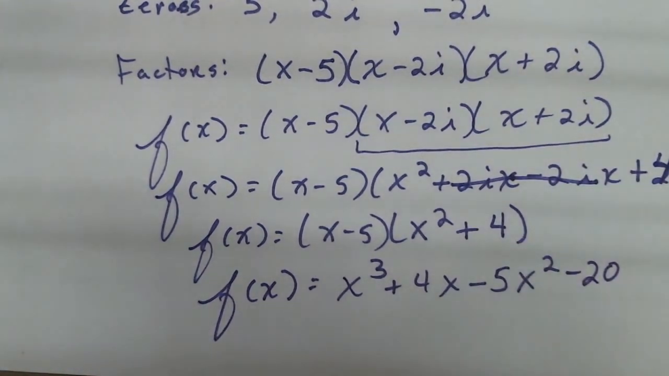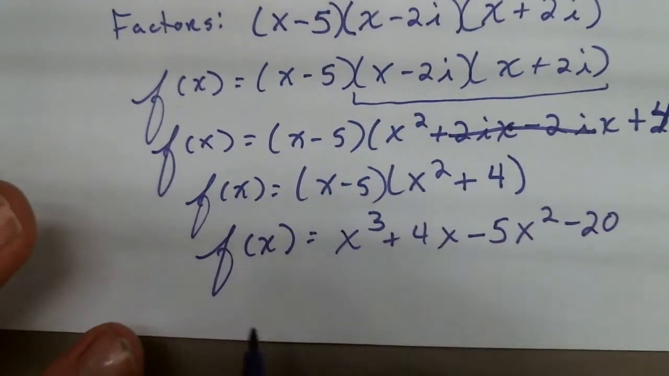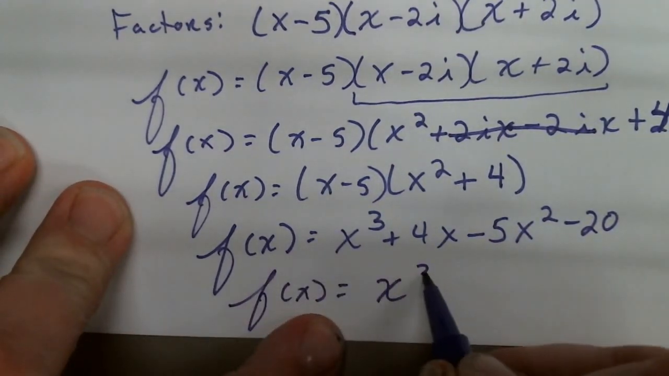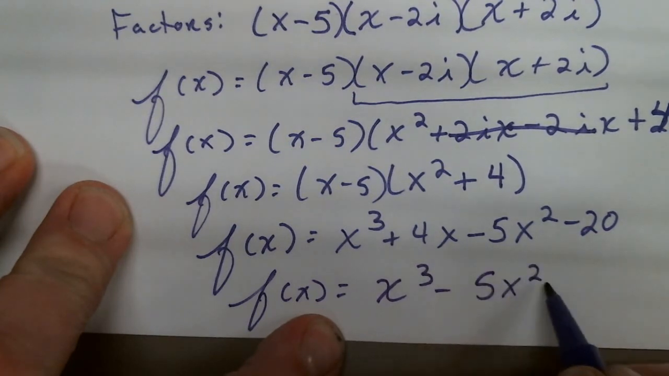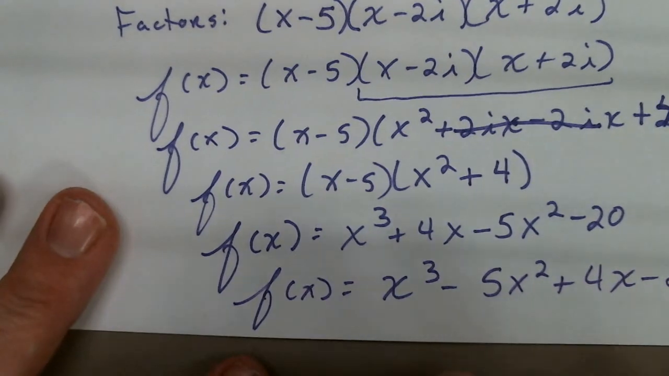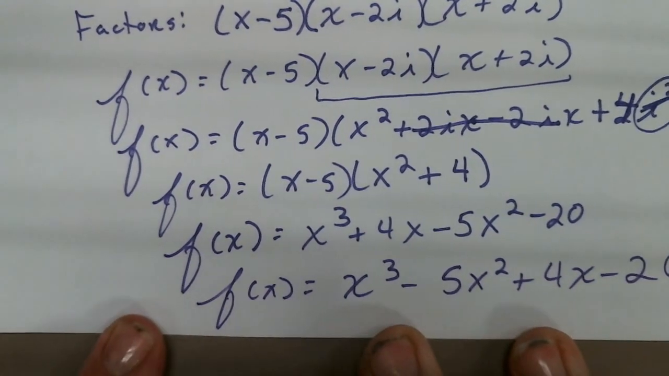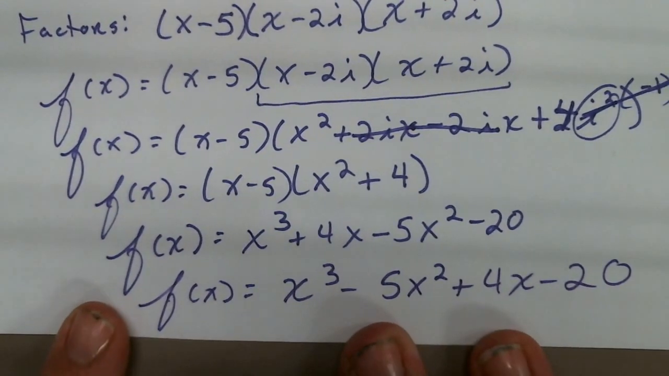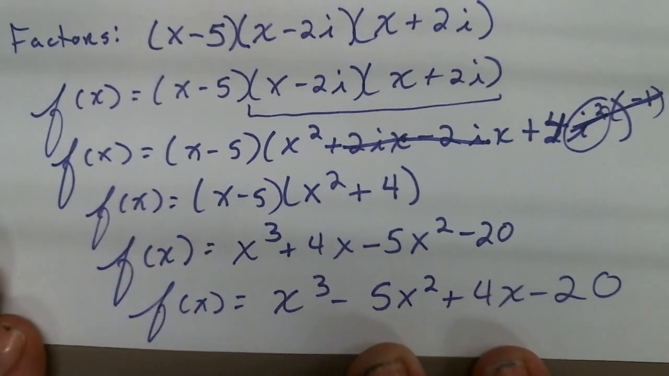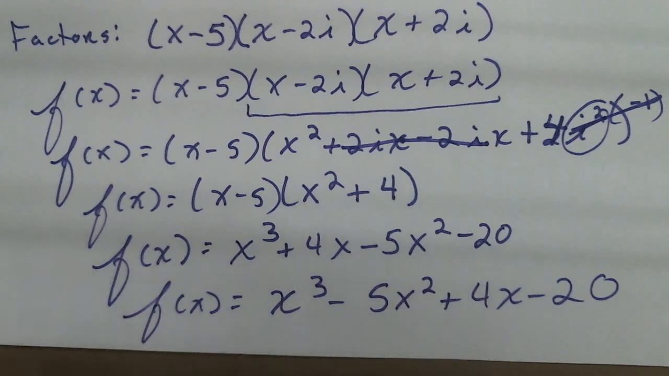Now, that's not in standard form because we need decreasing exponents. So f of x equals x to the third minus 5x squared plus 4x minus 20. And that is a polynomial. That's a polynomial that will have zeros of 5 and 2i, and also the implied negative 2i.